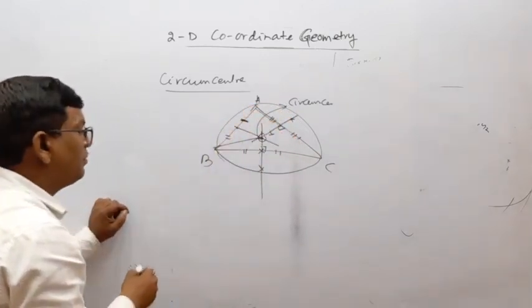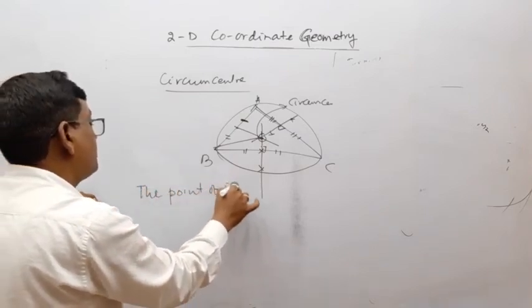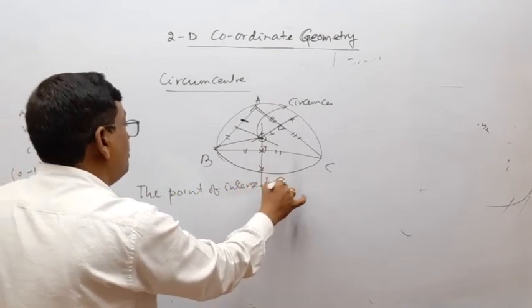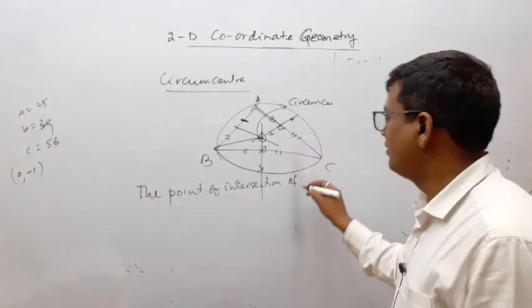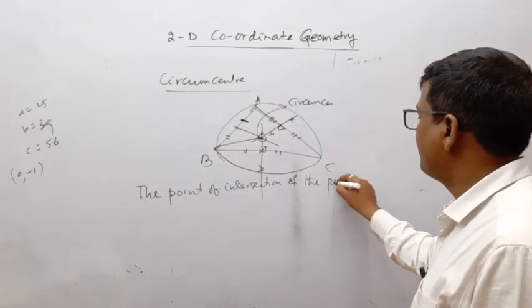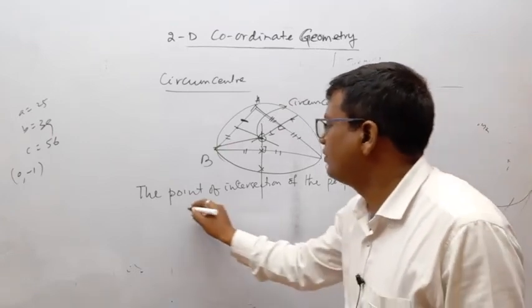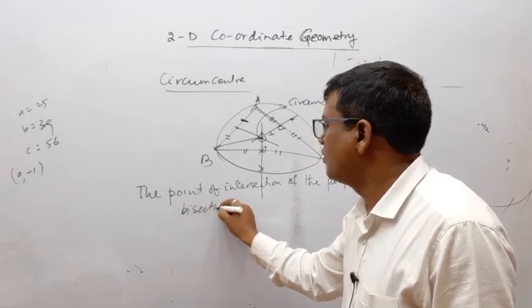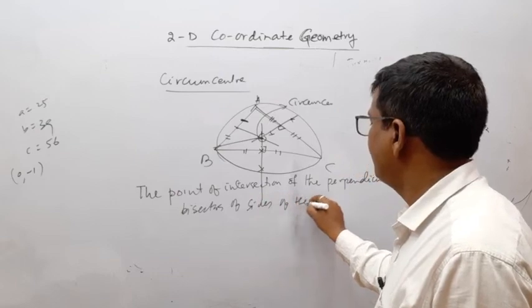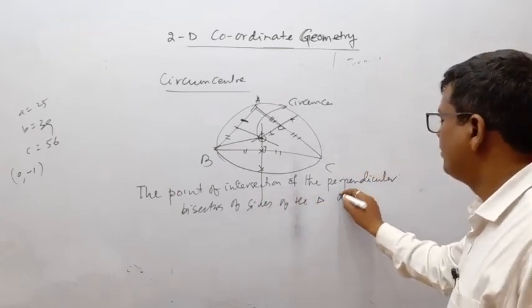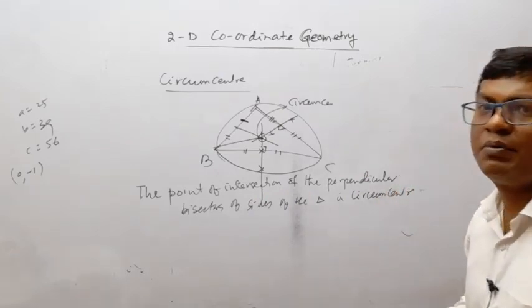So the point of intersection of the perpendicular bisectors of the sides of the triangle is called circumcenter.